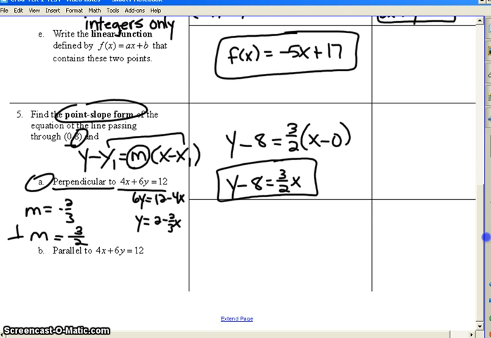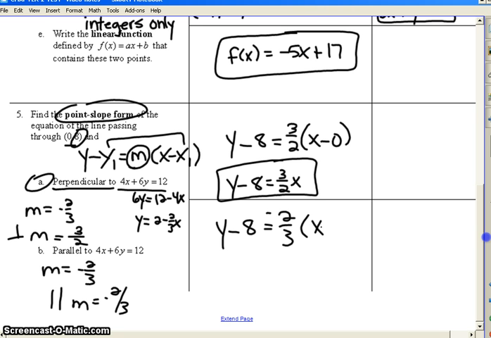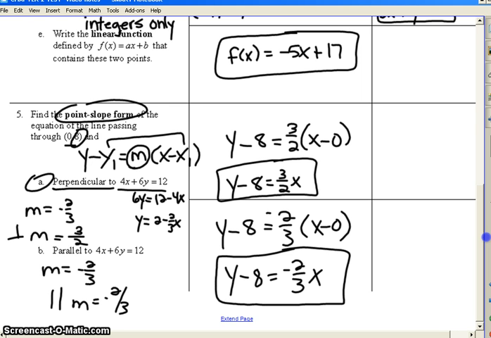A. Okay, since these are the same thing, the slope is -2/3. Parallel slope is also going to be -2/3, same slope. So y minus 8 equals -2/3 times x minus 0. Y minus 8 equals -2/3 x. Okay, that is the line that's parallel to 4x plus 6y equals 12 with a y-intercept of 8.